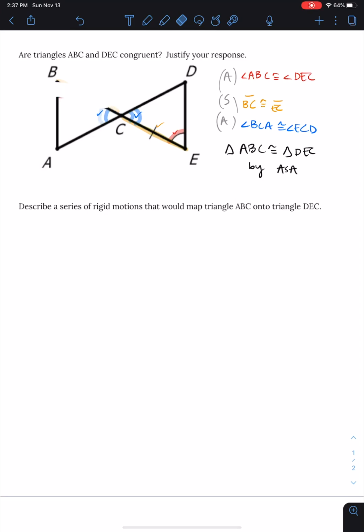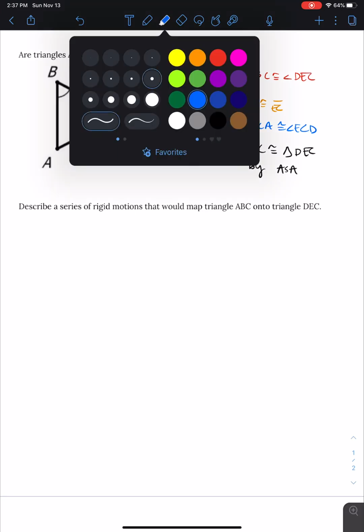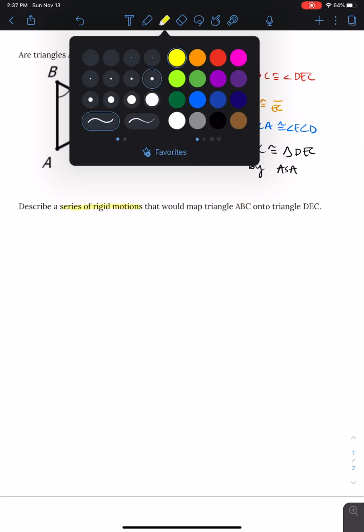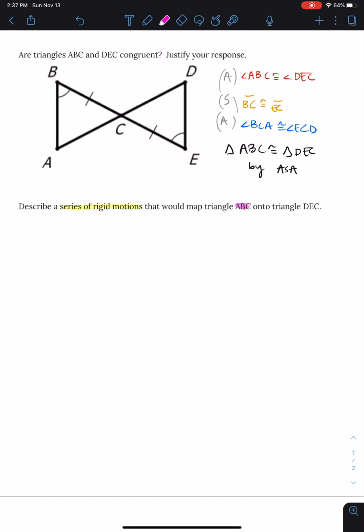justification. Another way that we can think about the triangles being congruent is using a series of rigid motions that would map the triangles onto one another. We know that if a preimage goes under a transformation that is a rigid motion, the preimage and image will remain congruent to each other. So let's first consider triangle ABC, and this would be the preimage because it's coming first. It's the initial image.